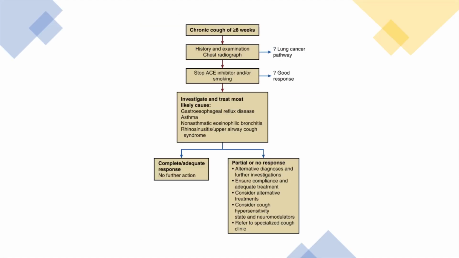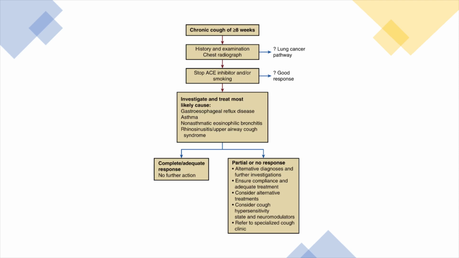Chronic cough evaluation. Chronic cough is a cough of duration more than 8 weeks. Take a proper history and do a proper clinical examination and go for a chest radiograph. If there is any evidence suggestive of lung cancer, go through that pathway. If there is no evidence of any infection, then ask whether the patient is using any ACE inhibitors or is a smoker.